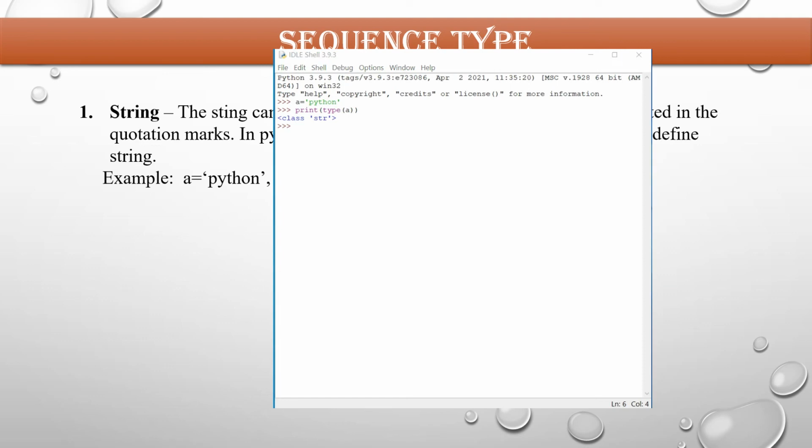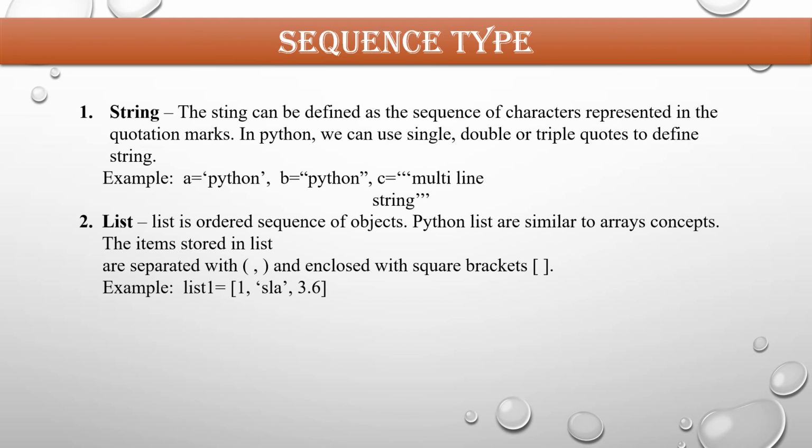Next, list. List is an ordered sequence of objects. Python lists are similar to the arrays concept. The items stored in a list are separated with commas and enclosed with square brackets. Example, list1 is equal to open square bracket 1 comma SLA enclosed with single quotes comma 3.6 close square bracket.